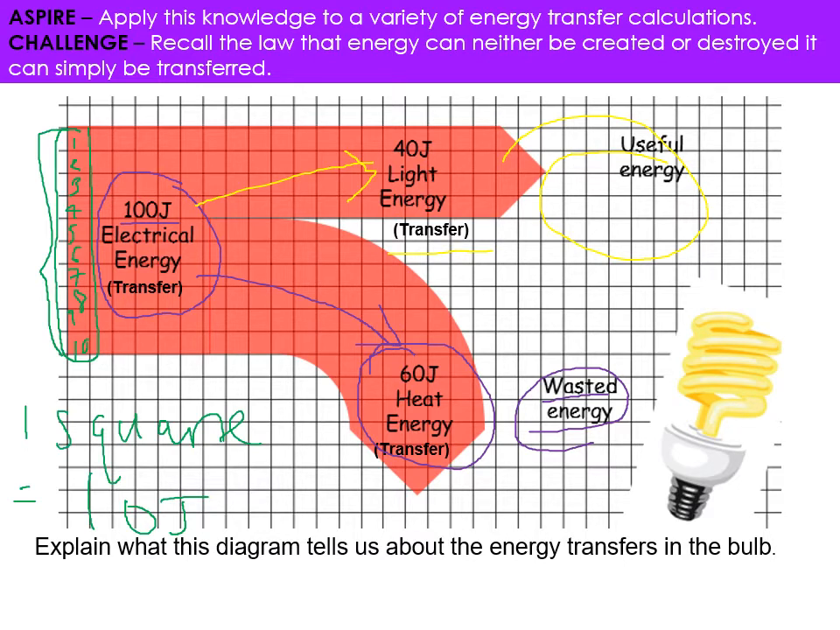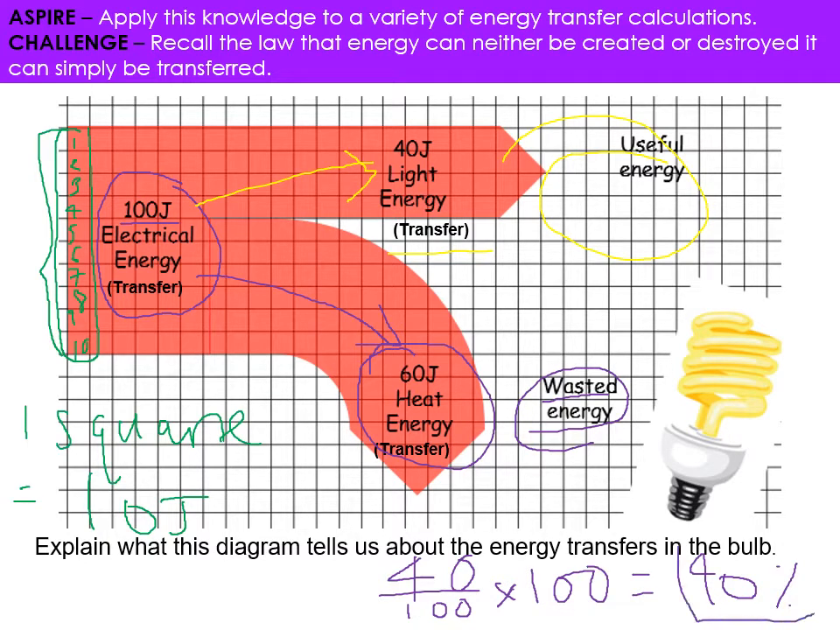So we could come up with a percentage. We could say that the efficiency of this bulb is 40, which is useful, divided by the total, times by 100 because we're doing a percentage. And it's really easy. We get 40%. So the efficiency of that bulb is 40% because it's 40% useful. The rest of it is just wasted. Okay, so that's a Sankey diagram. Hopefully straightforward. But that's the start of when we start talking about energy transfer calculations.